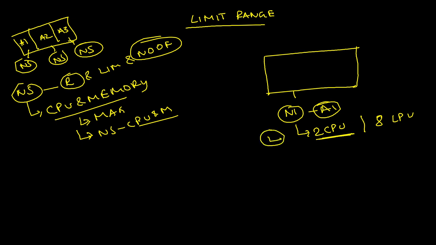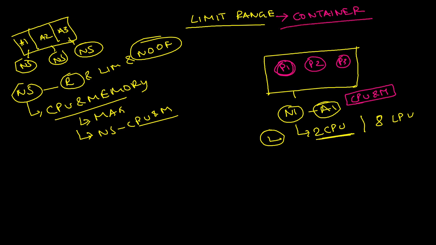And in this namespace, if I'm going to create multiple pods, say pod 1, pod 2, pod 3, chances are that a single pod can consume all of the namespace's CPU and memory. To overcome this kind of issue, we can mention a limit range, and we mention the limit range at the level of the container.